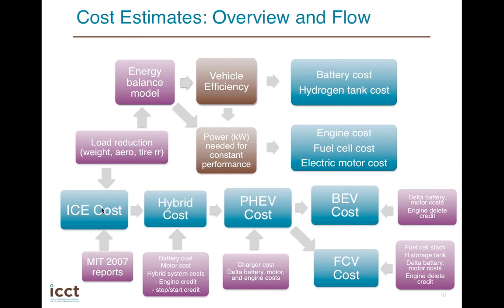Because we did the assessments in terms of losses and efficiencies, it's very unclear what the technology is going to be. So we simply fed in some estimates from MIT series of reports in 2007 as the basis for the ICE cost. From there, we very carefully assessed the change in cost. The hybrid cost was the ICE cost plus the cost of the battery pack, the motor, all the different hybrid system costs. Then you get an energy credit for a smaller engine and a credit for eliminating the stop-start system.